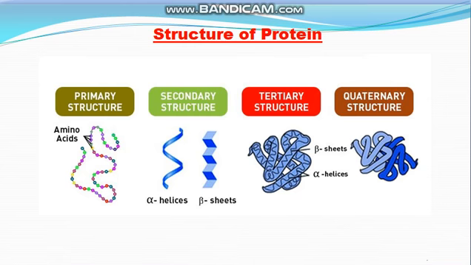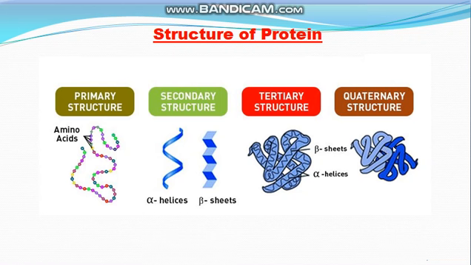Then comes the tertiary structure of the protein. When we talk about the tertiary structure, it is a highly bent and folded polypeptide chain over itself, and it exposes hydrophilic chains. So this is a folded structure. Then comes the quaternary structure. When the tertiary structure is again folded, it forms the quaternary structure.